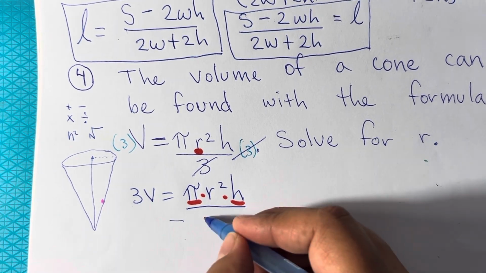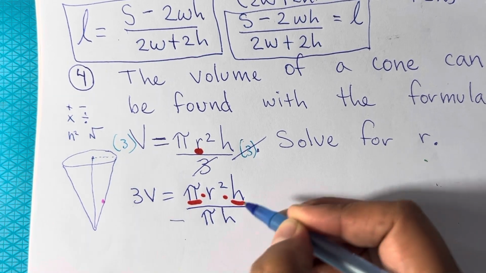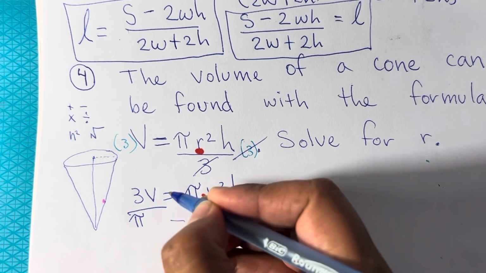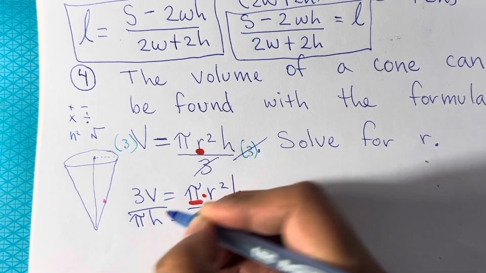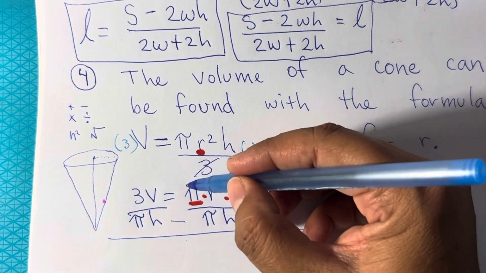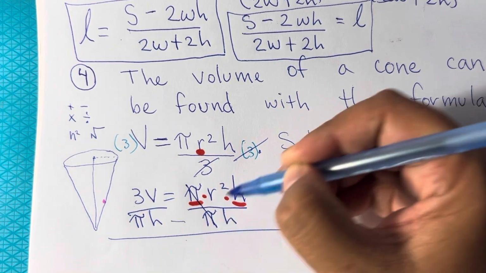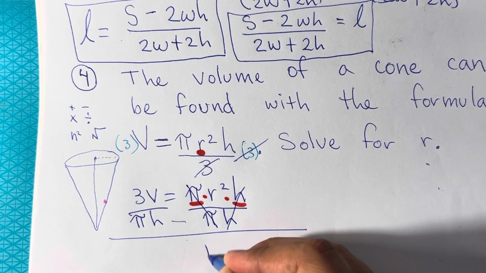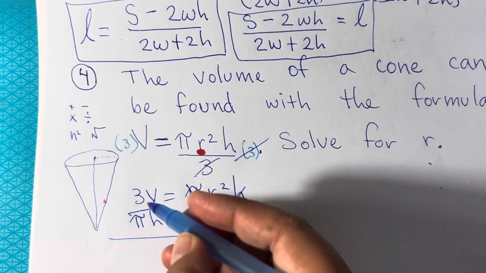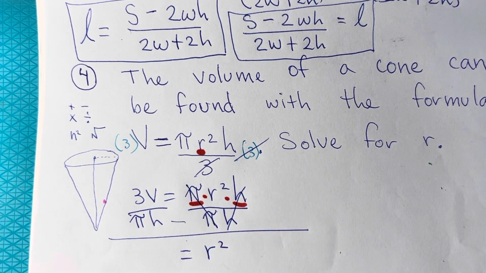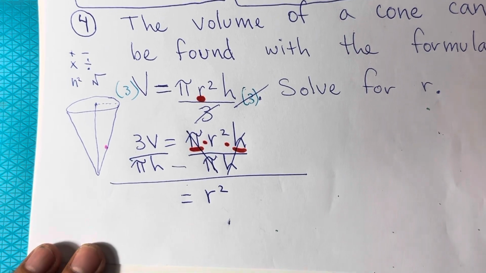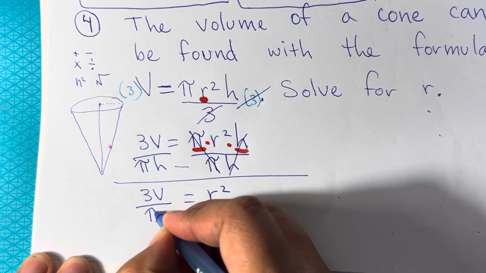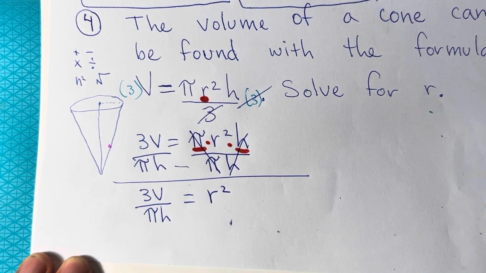And so if we're multiplying, the opposite is to divide. And if we do it on one side, we do it on the other. So divide by pi times h. Pi divided by pi is 1. H divided by h is 1. And now we only have r squared. In here, we cannot simplify anything, so we're just going to bring it down. So 3v divided by pi times h.